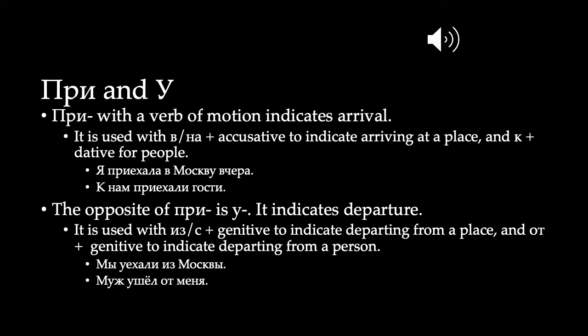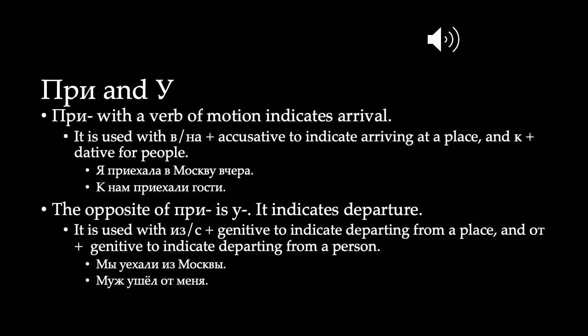So we can say, for instance, Я приехал в Москву вчера. I arrived in Moscow yesterday. Or к нам приехали гости. Guests came over to visit us. Notice we have в plus accusative for Moscow, for a place, and к plus dative for us, for people.